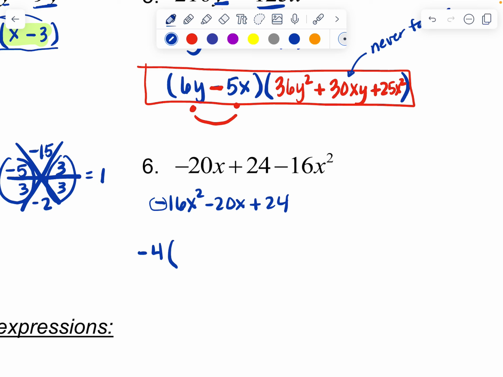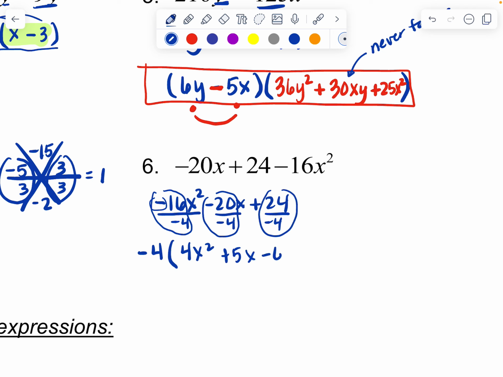Now remember, when you're pulling something out as a GCF, you're actually dividing it out. So let me write that out because of the negative sign. It might be kind of confusing. So for the first part, negative 16 divided by negative 4 is just positive 4x squared. The second part, negative 20 divided by negative 4 is positive 5x. And then the last part, 24 divided by negative 4 is negative 6.